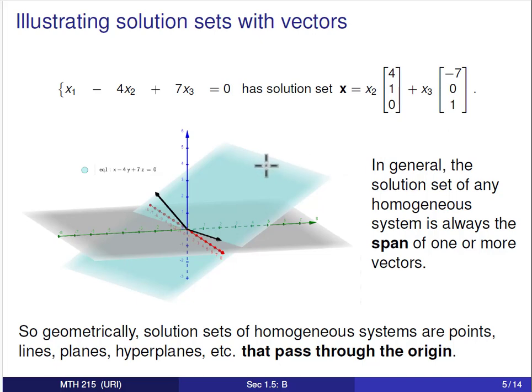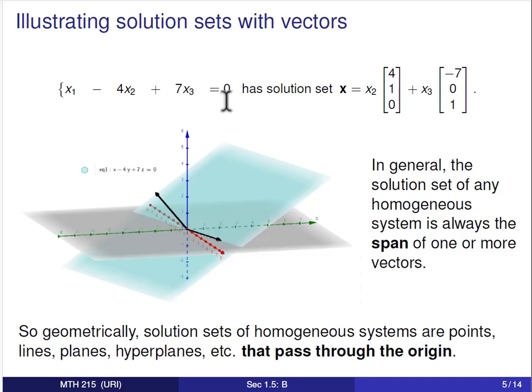All right, so let's go back to picturing our solution sets using vectors. We had just gotten done saying that the graph of this equation is actually a plane in three-dimensional space, but that plane is actually the span of the vectors 4, 1, 0 and negative 7, 0, 1. And in general, the solution set of any homogeneous system is always the span of one or more vectors. Okay, so our system here just had one equation, but it is homogeneous because remember, homogeneous systems have equals 0 at the end of each one of their equations.